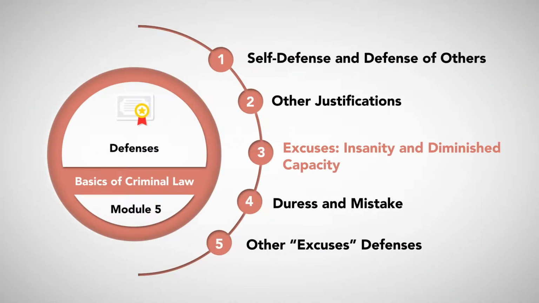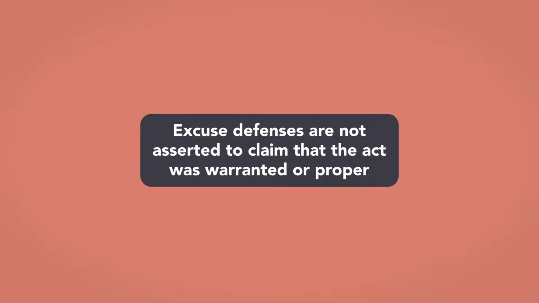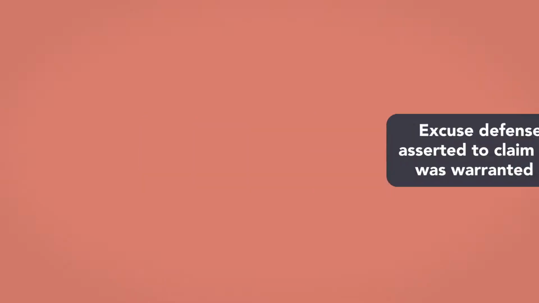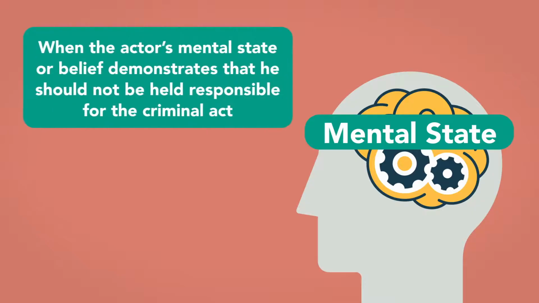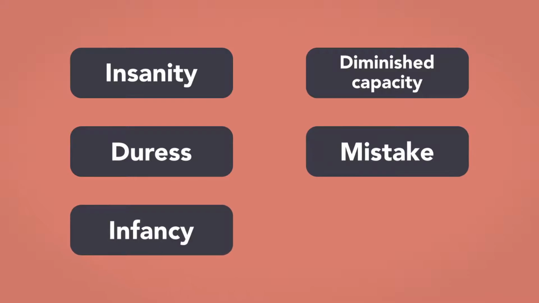Excuses: insanity and diminished capacity. Unlike justification defenses, excuse defenses are not asserted to claim that the act was warranted or proper. Excuse defenses are used when the actor's mental state or belief demonstrates that he should not be held responsible for the criminal act. Excuse defenses include insanity, diminished capacity, duress, mistake, infancy, and entrapment.